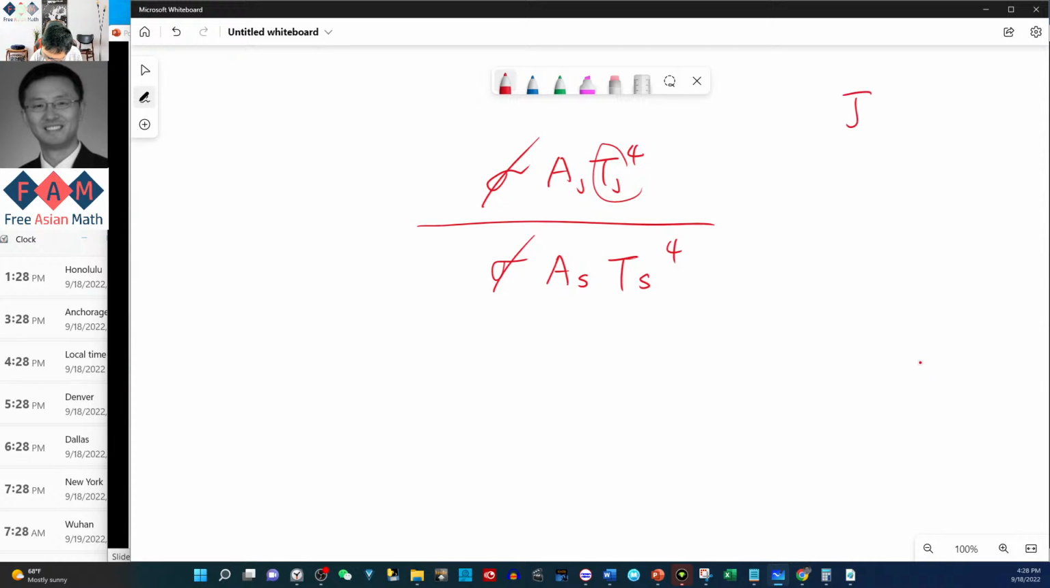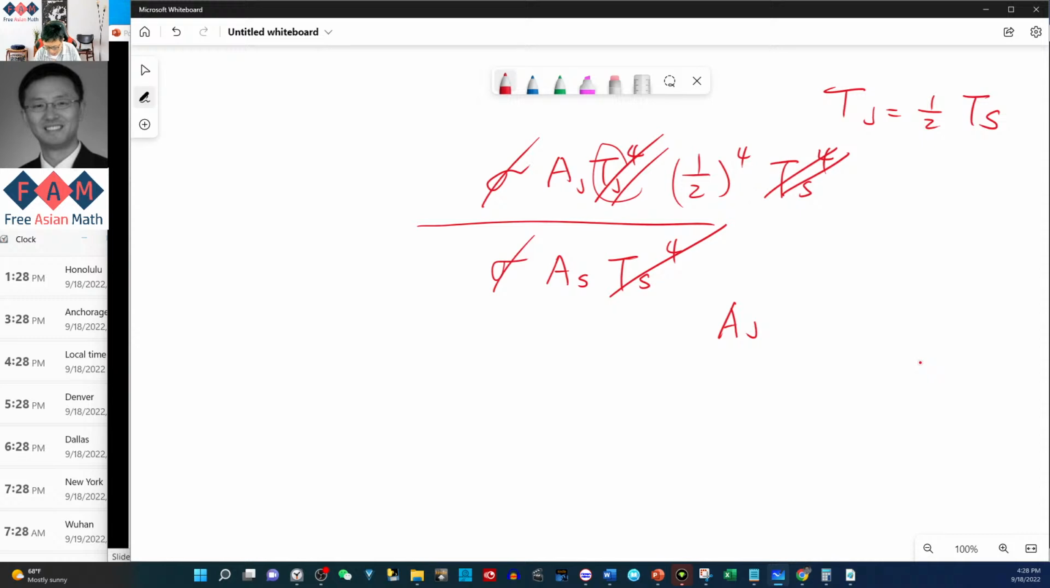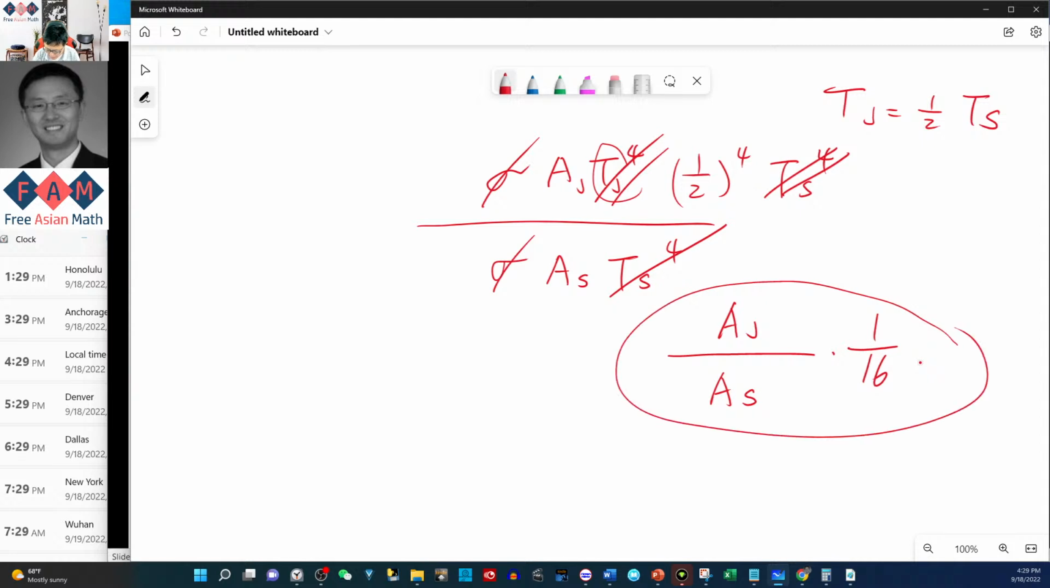We know T, this star's temperature, is just 1/2 of our sun's temperature. This is because we take it to the fourth power. This guy is nothing but 1/2 to the fourth power, and the sun's temperature to the fourth power. So then once again, we can cancel this out. So this really is just the surface area of this star over the area of the sun, times 1/16, right? This is the ratio you want to compute.